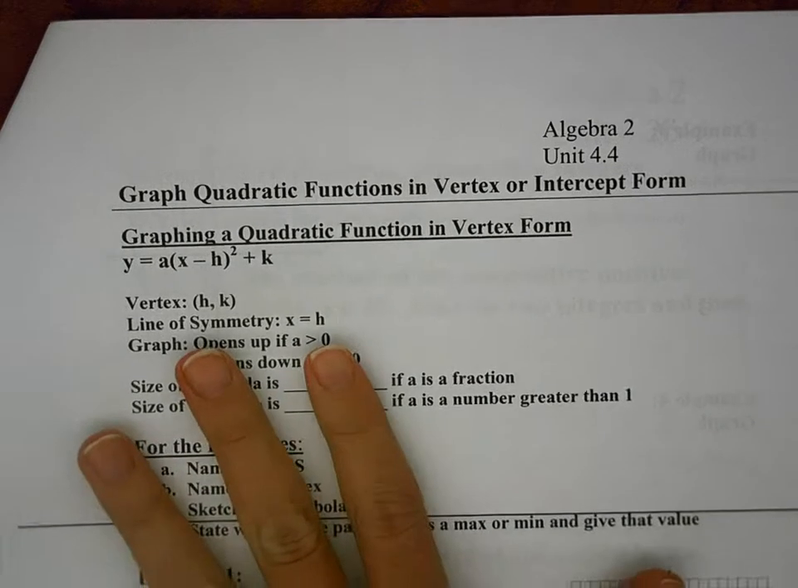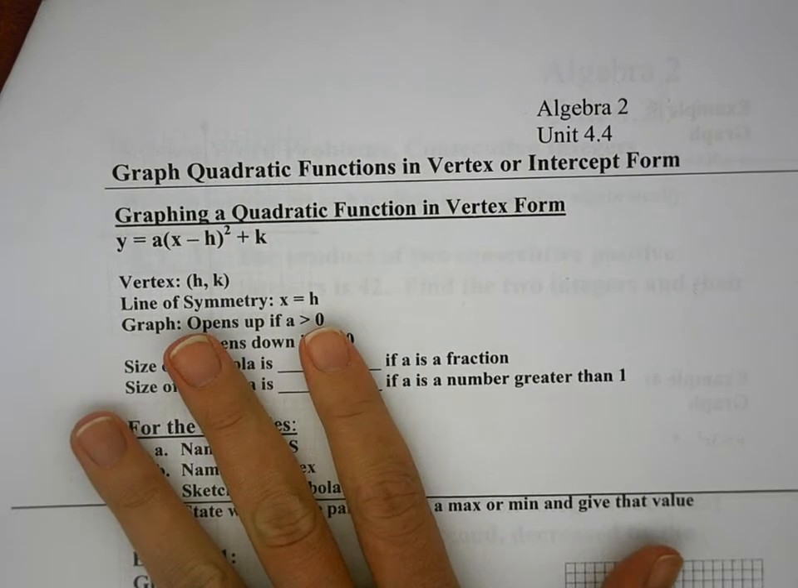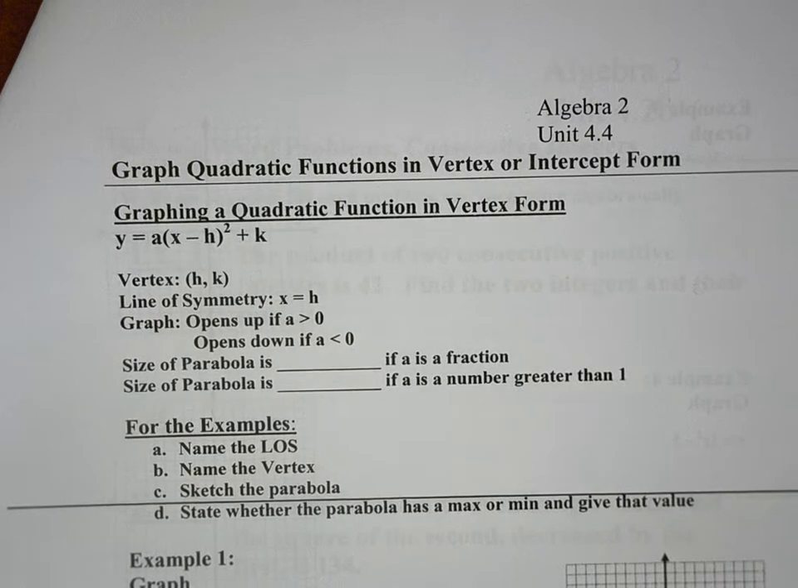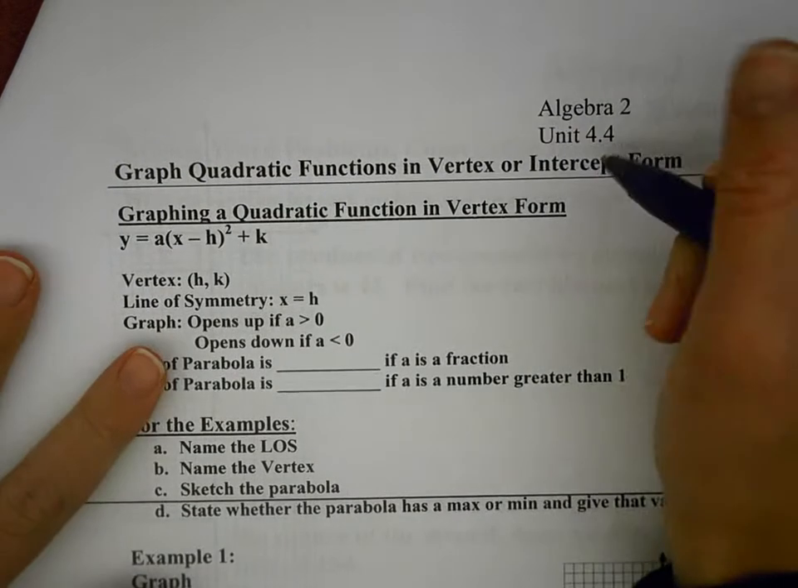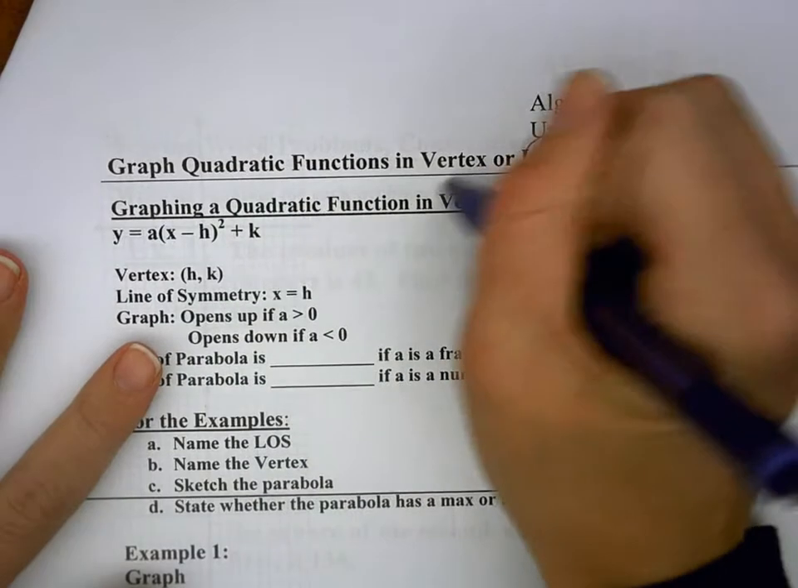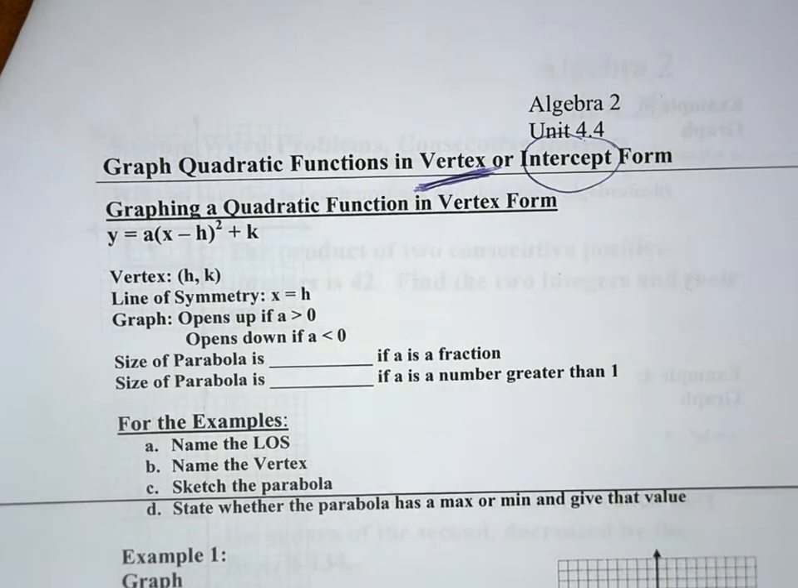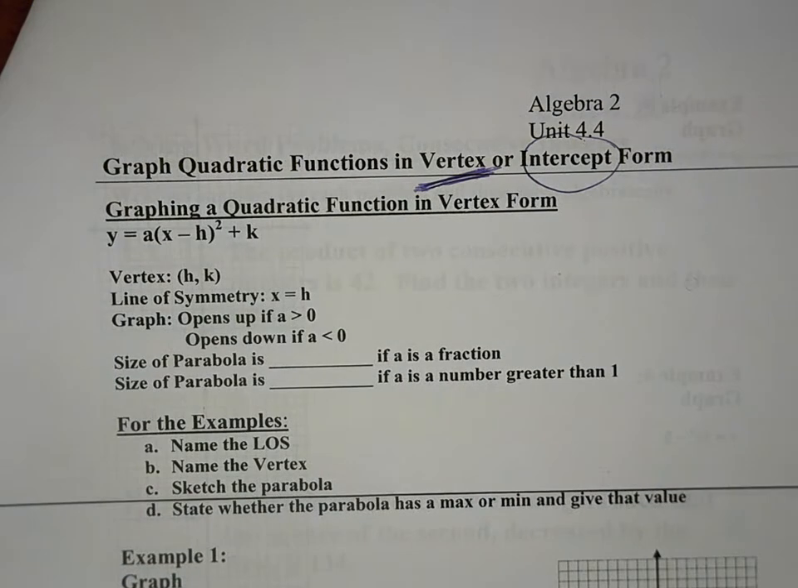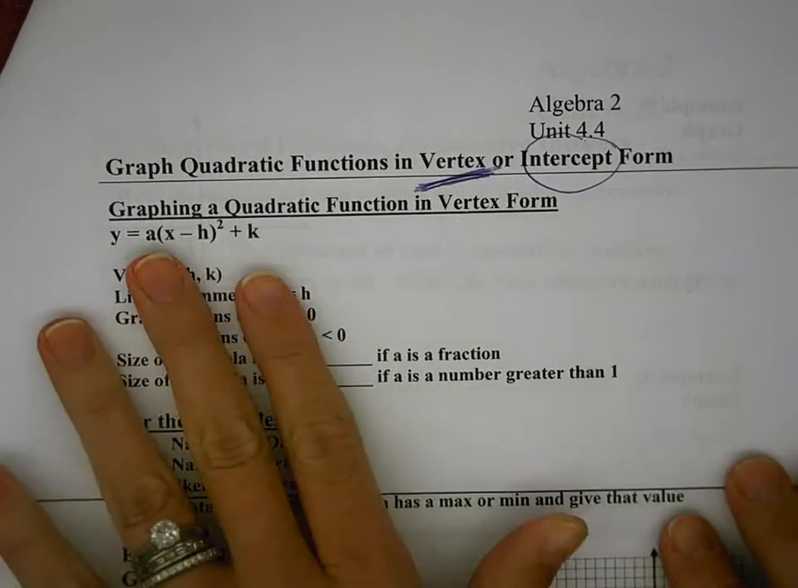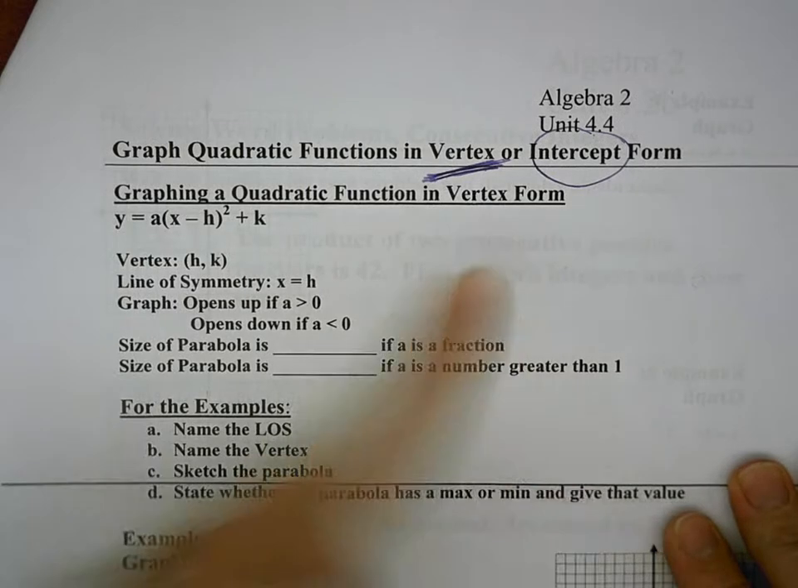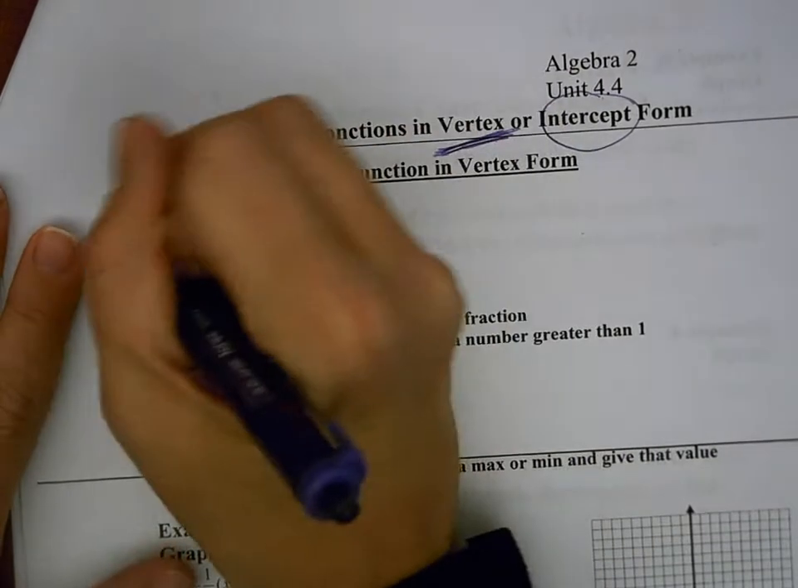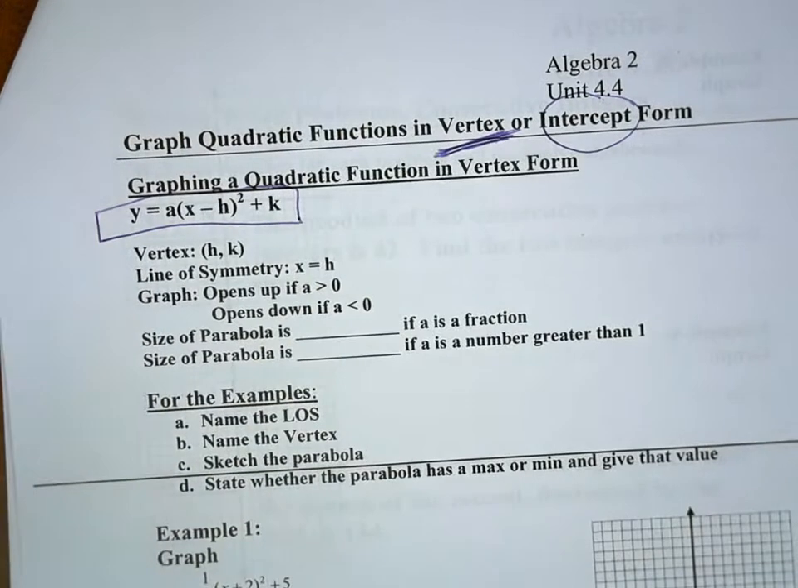Today we're talking about graphing quadratic functions in vertex form. It's also called intercept form, but we will refer to it as vertex form. All right, yesterday we talked about it in what form? Standard form, okay? Today, vertex form.